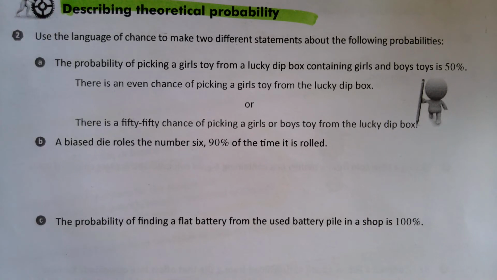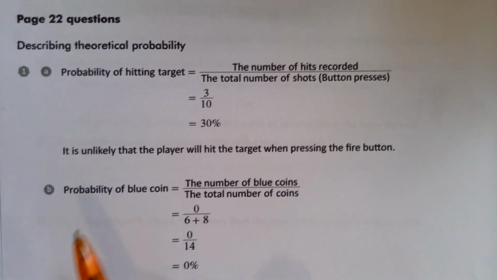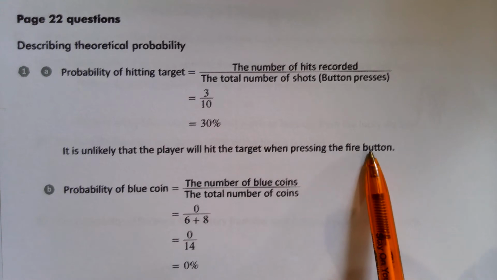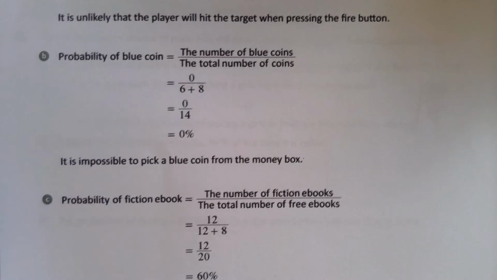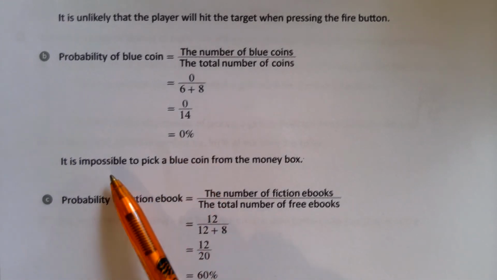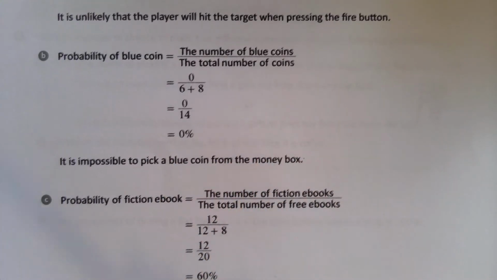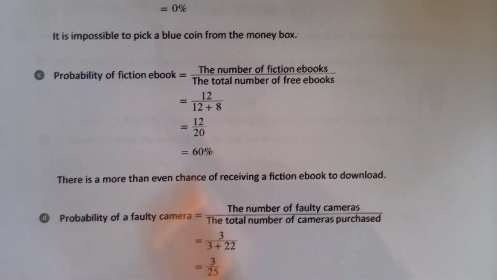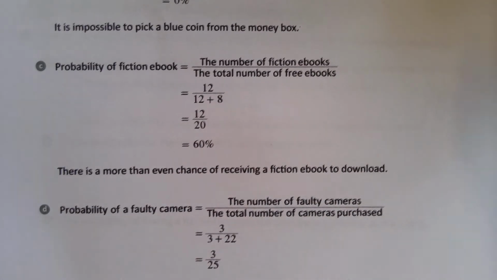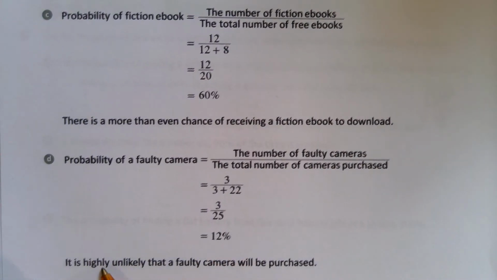We'll check question 1 first. So you worked out your probability and you wrote a sentence similar to this. That's unlikely because it's 30%. You worked out your probability for B, came out as 0, so impossible is the word, isn't it? And you've used the words from the question to answer it. It's more than even chance, 60%. And 12% is highly unlikely.